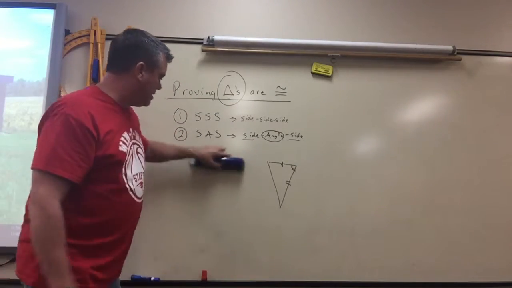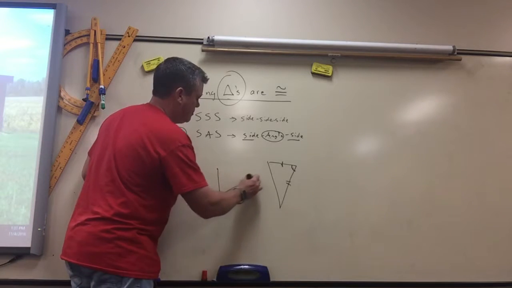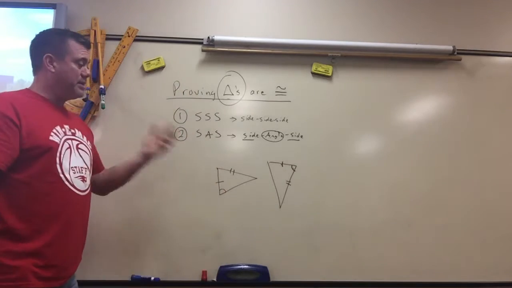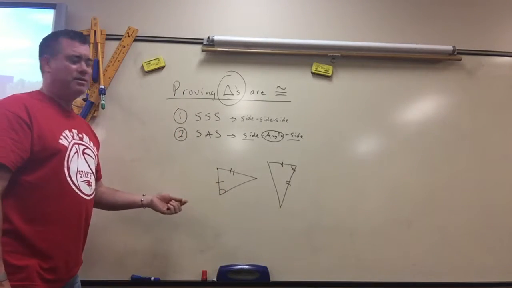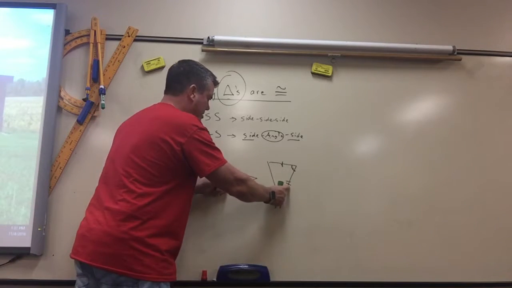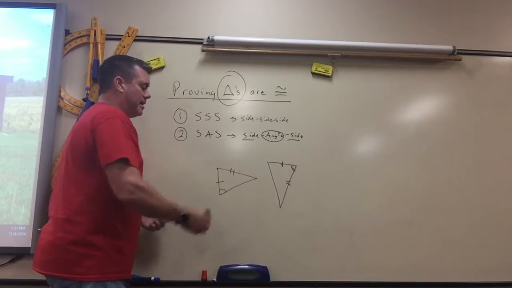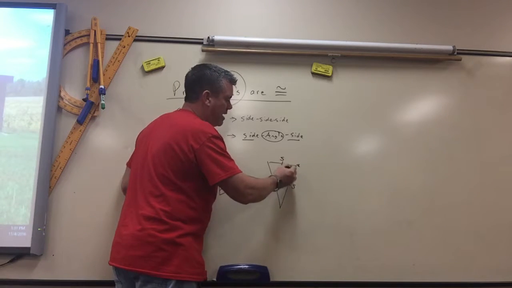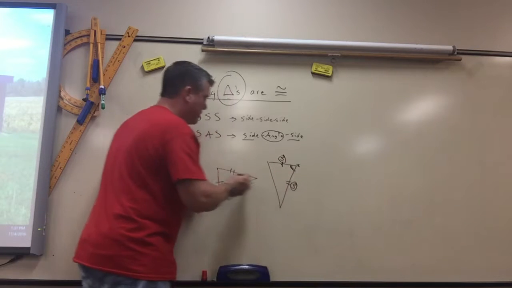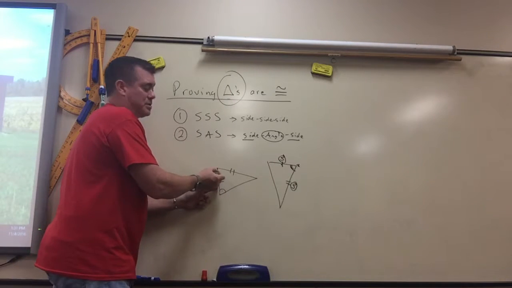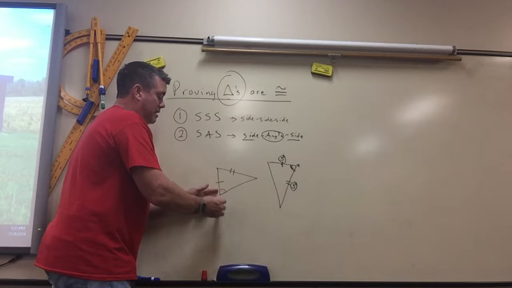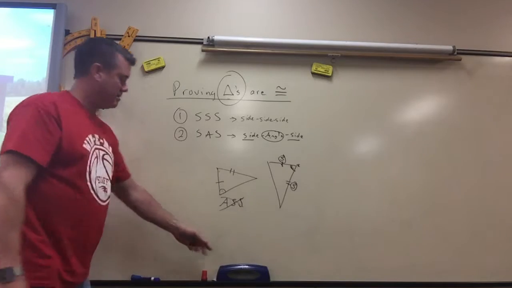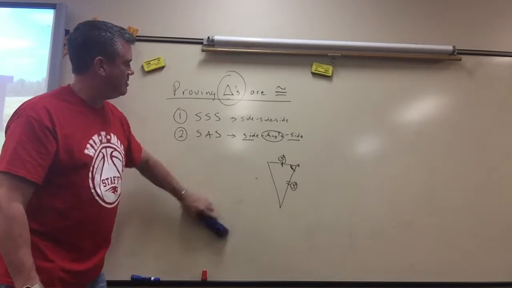Now if they tried to trick you like this, they still have two sides and an angle that are congruent. This side, and this angle, but this one isn't SAS. Here it is side, angle, side. The angle's in between the two sides. But here the angle is not in between the two sides. This would be angle, side, side, which you can't have as a reason, obviously.